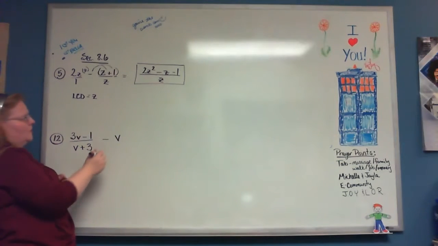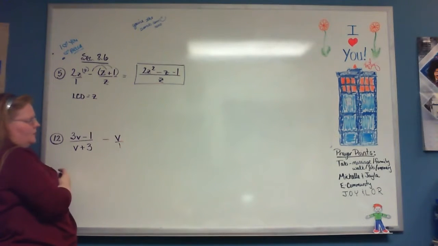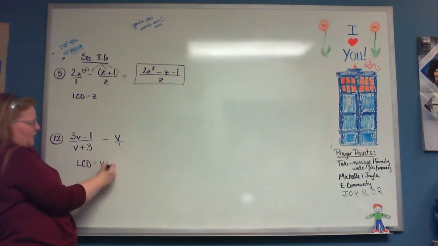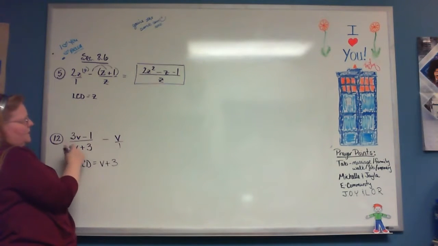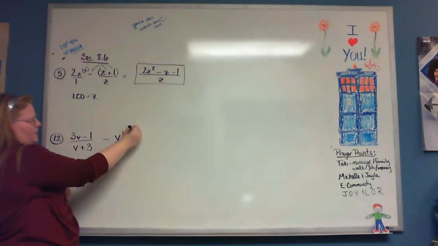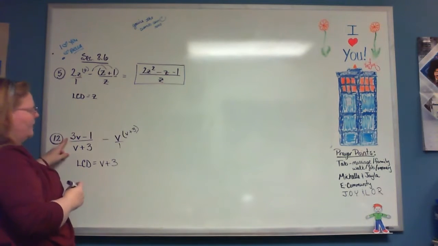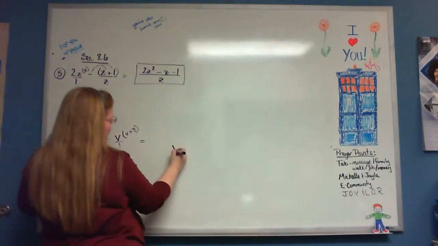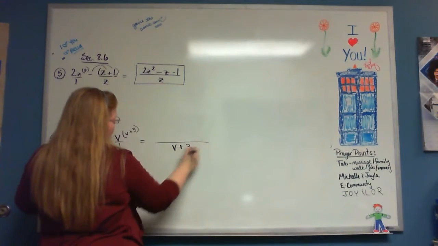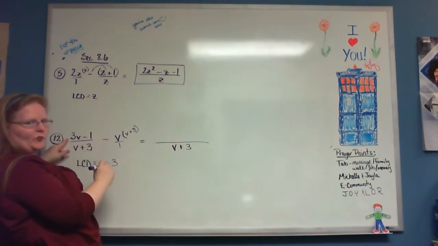Down here, when you have something that doesn't have a fraction to it, but you know you're going to need a fraction, go ahead and stick a 1 underneath. So now my LCD is v plus 3. So this one doesn't need anything, but this one will. It's going to need to be multiplied by v plus 3. So that means that my bottom is going to end up being v plus 3. But my top we're going to have to talk about. So I've got my 3v minus 1 here.